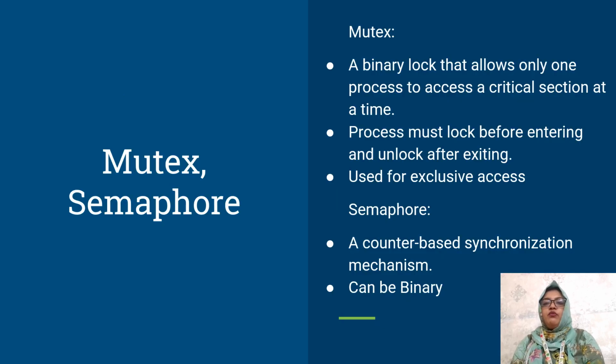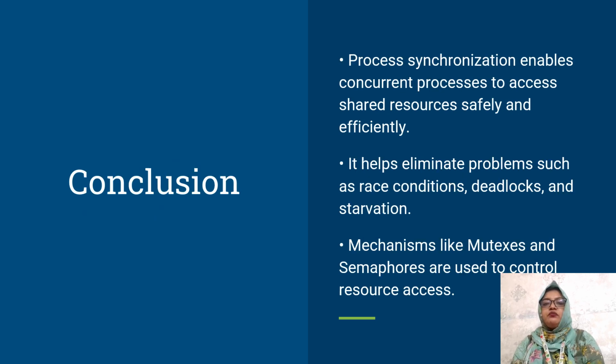Mutex and semaphore. What is a mutex? A binary lock that allows only one process to access a critical section at a time. A process must lock before entering and unlock after exiting. Used for exclusive access. Semaphore: a counter-based synchronization mechanism. It can be binary.